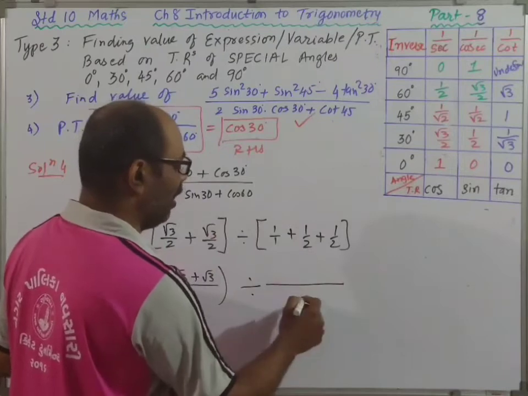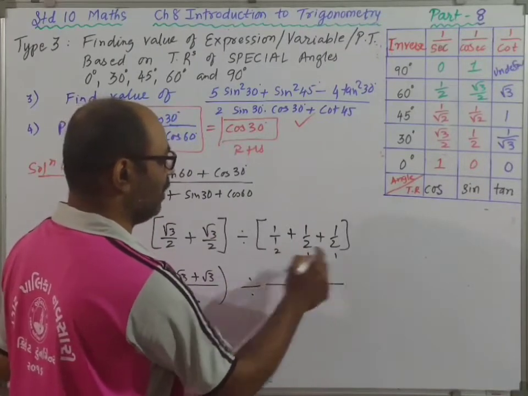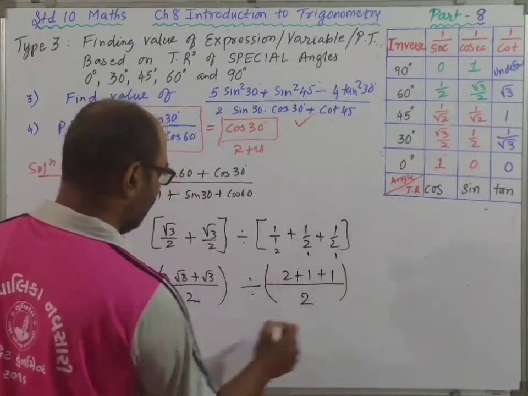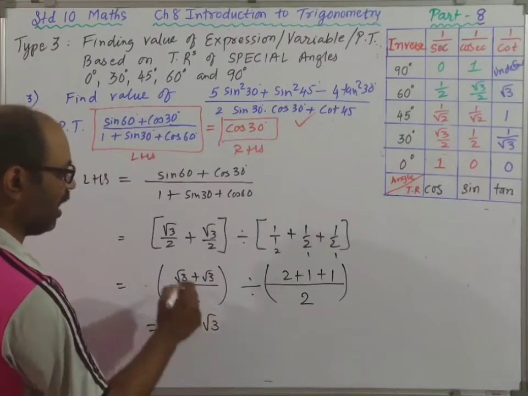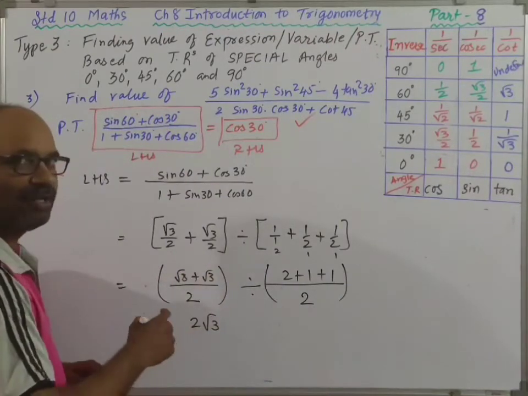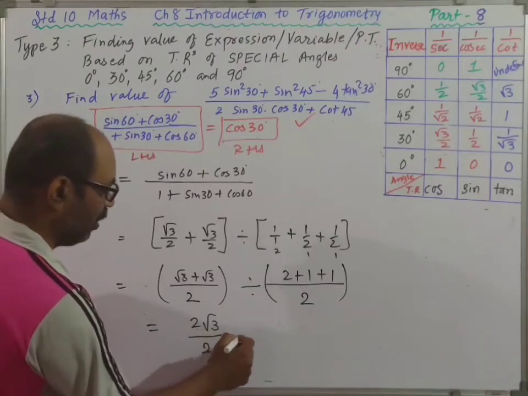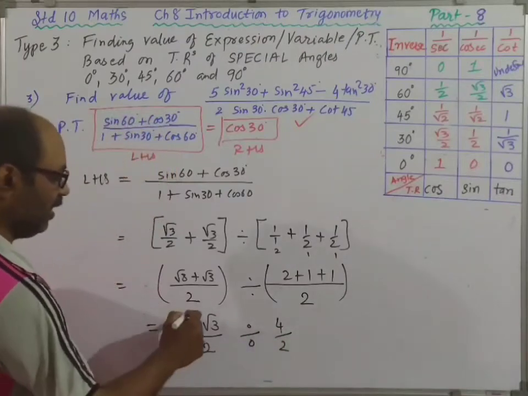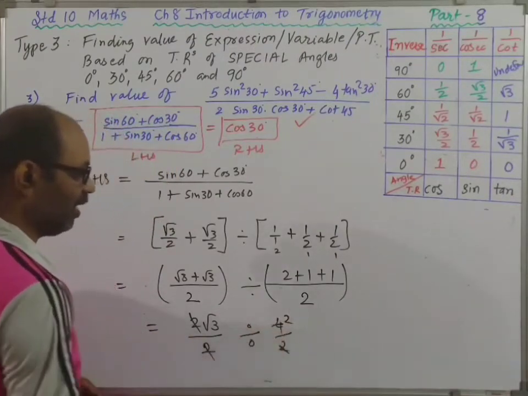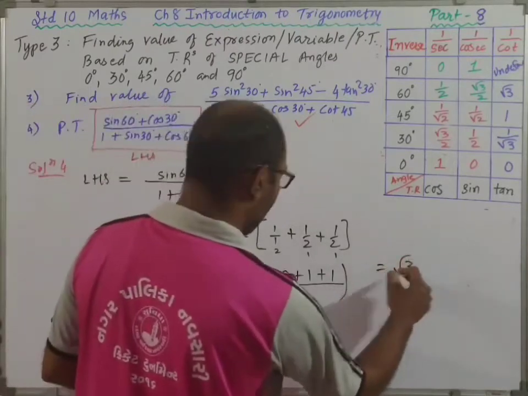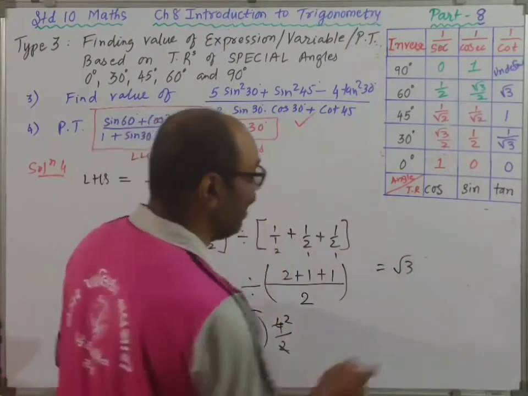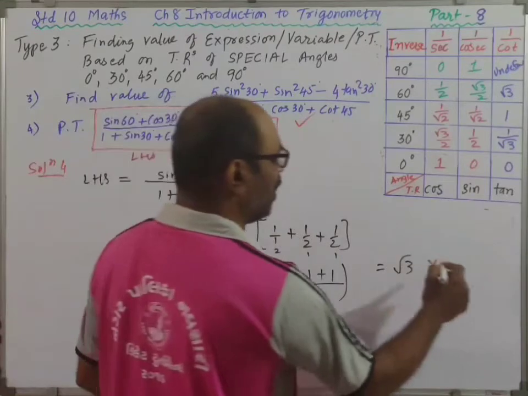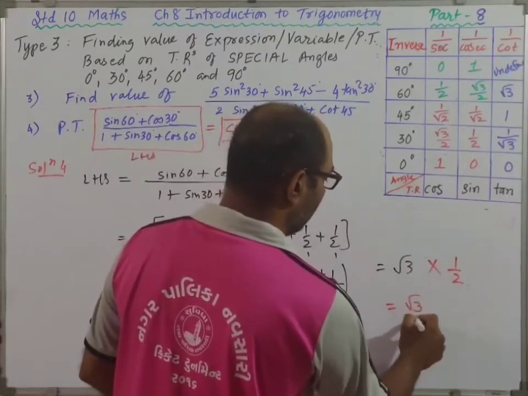But still, I'll go for the LCM, which is 2. So root 3 plus root 3 is 2 root 3, divided by 2. Then the division sign, 4 upon 2. The 2s are cancelling, and here also something is cancelling. So now root 3 is left. You have to multiply the division, and when you transform that 2 upon 1, we can understand 2 upon 1 becomes the inverse 1 upon 2. That is root 3 by 2.